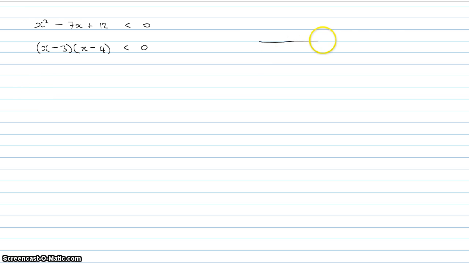The critical points along my number line are 3 and 4. I also know that this is a parabola, and it's a positive parabola, so it's going to be a smiley curve, so it's going to look something like this. And I'm interested in the area where this whole thing here is less than 0. So I want this part of the curve in here between 3 and 4. So therefore 3 is less than x is less than 4. And sorry, I've copied that wrong. This should be less than or equal to. So 3 is less than or equal to x is less than or equal to 4.